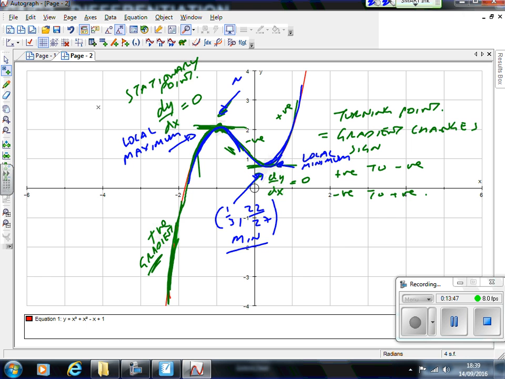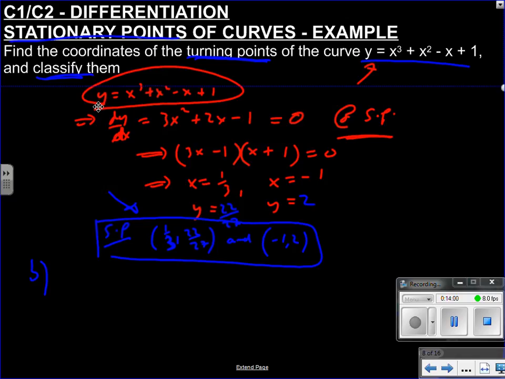And this one is our maximum, which we know is at minus 1 and 2. You can see that's the case there, right? But if we didn't have the picture, how do we know which is the max or min? And that's where we would need to differentiate again. So you could write, to classify, we will now look at the second derivative, okay?